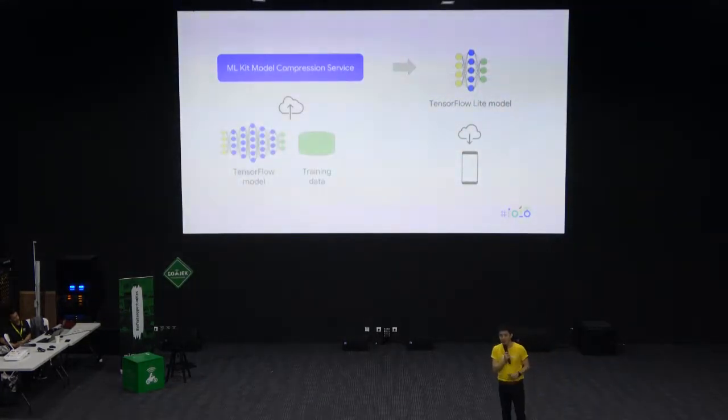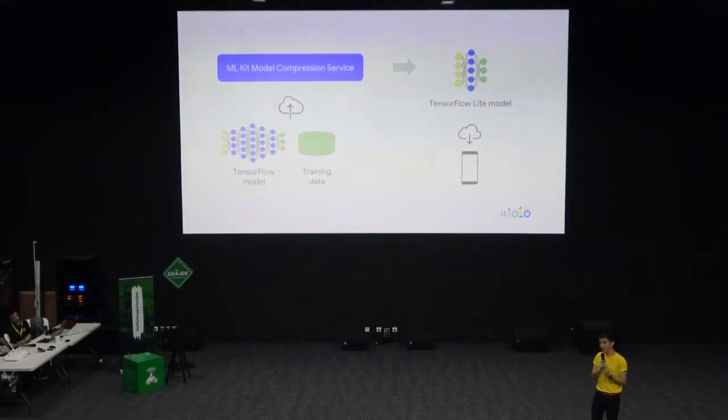Let me summarize the custom model. So if you have a data scientist in your team, you create the TensorFlow Lite model like this. You have to upload the TensorFlow model and the training data to the compression tool that Firebase will provide you very soon. And after that, the Firebase team's compression tool will use techniques like pruning or compressing your model and convert it to a TensorFlow Lite model. And your user will download the TensorFlow Lite model from the cloud automatically.